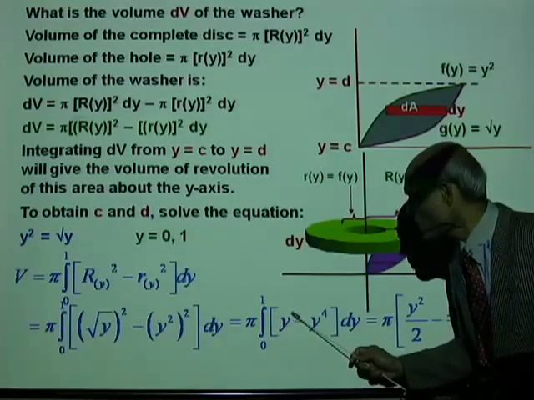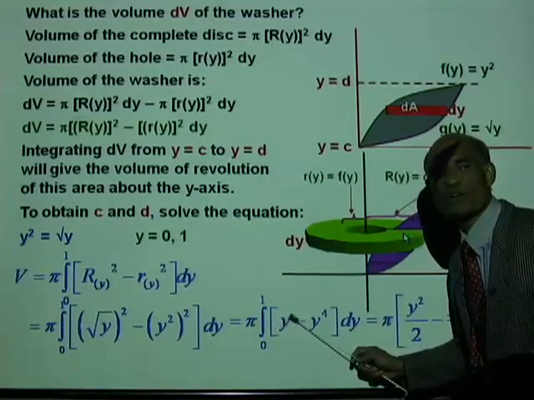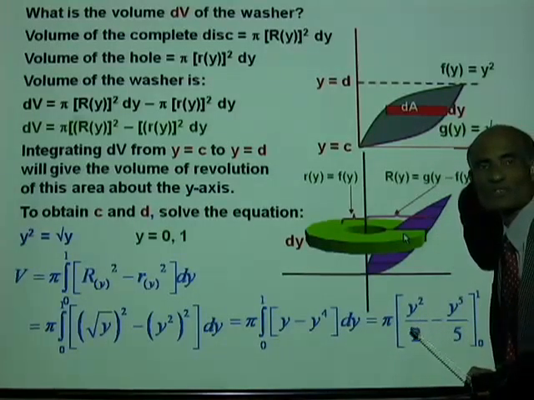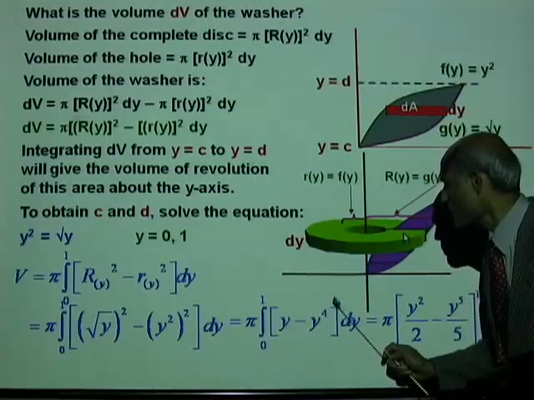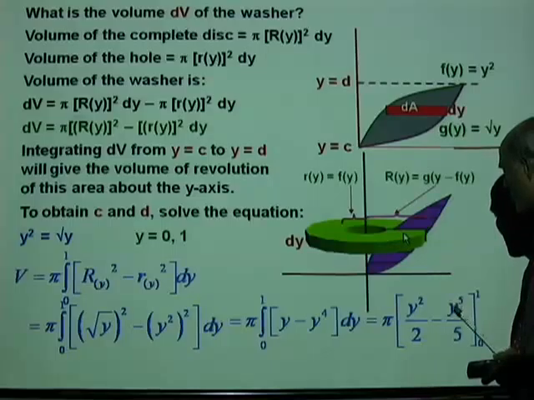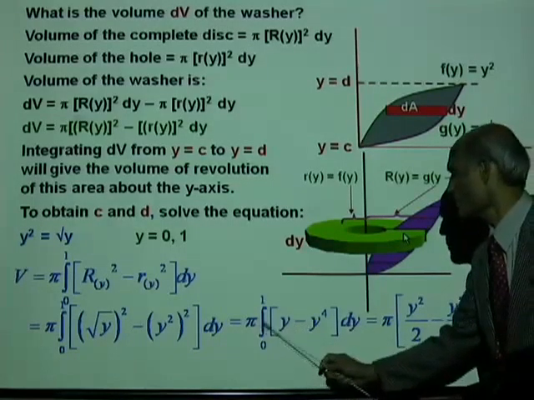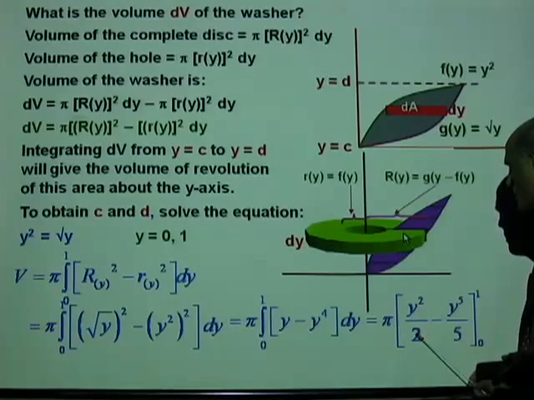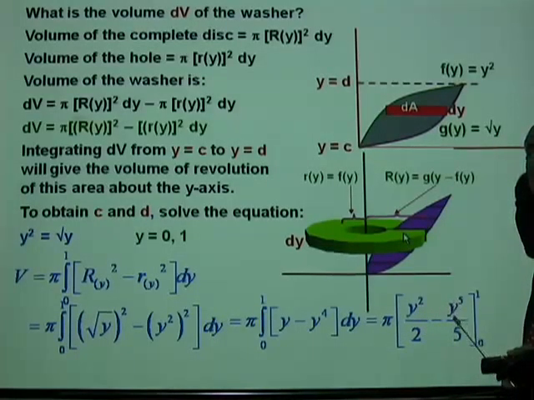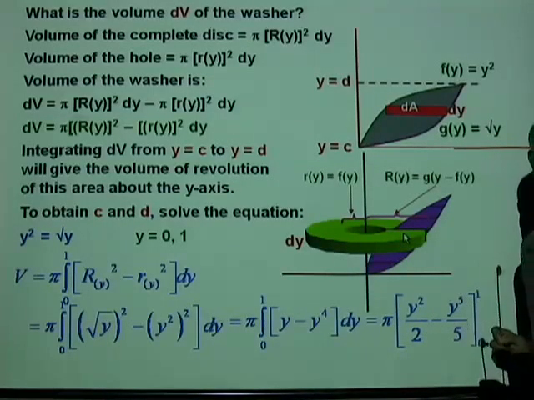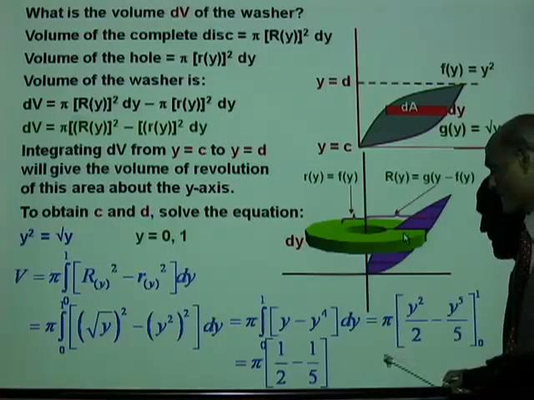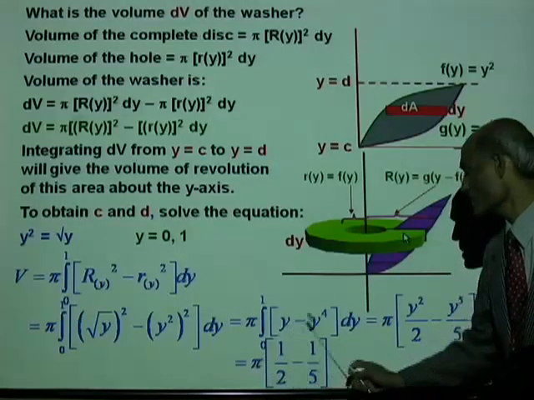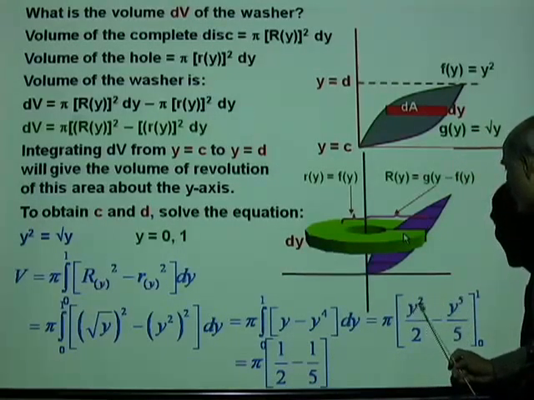What is integral y dy? Integral y dy is y squared over 2 minus, that's the minus there, integral y to the power of 4 dy is y to the power of 5 over 5. So that will be pi times y squared over 2 minus y to the power of 5 over 5. And the limit of integration is from 0 to 1. And you know how to find the value of this. Is that right?